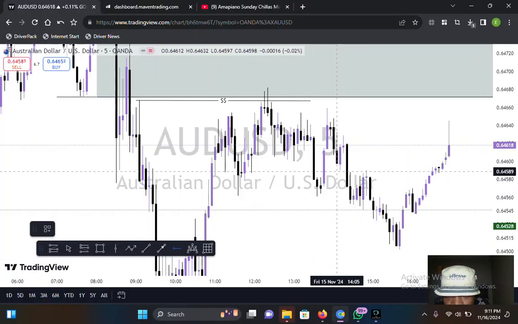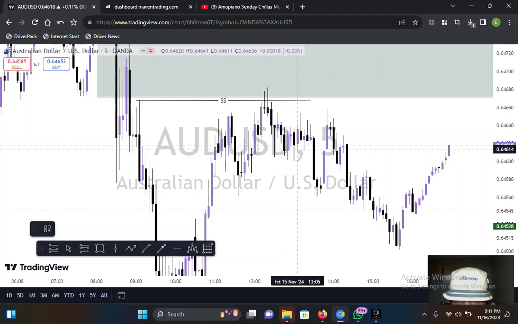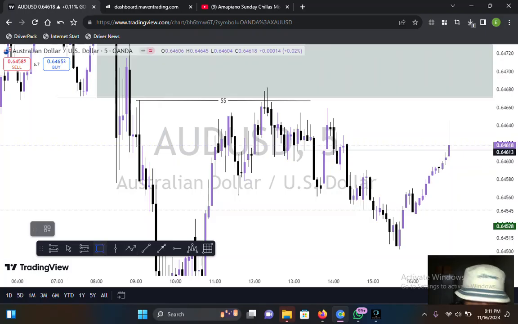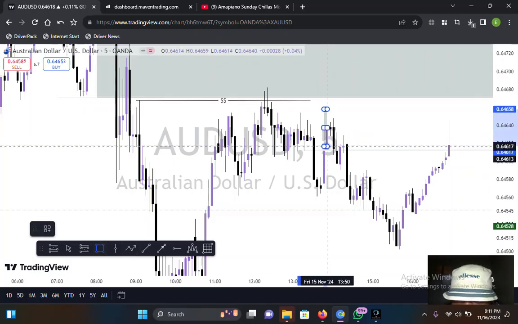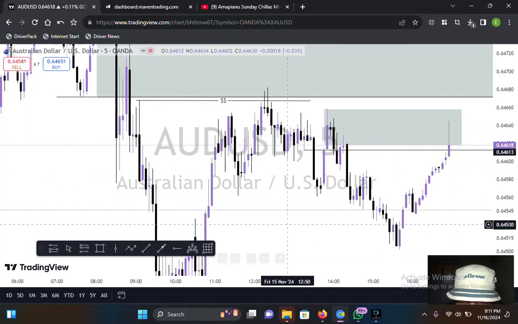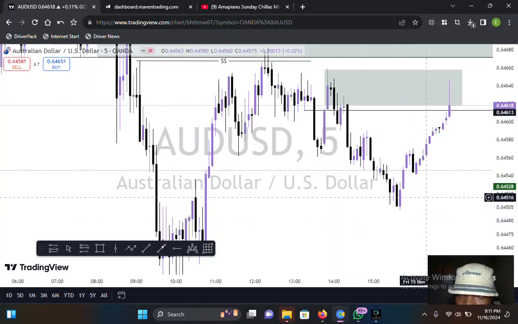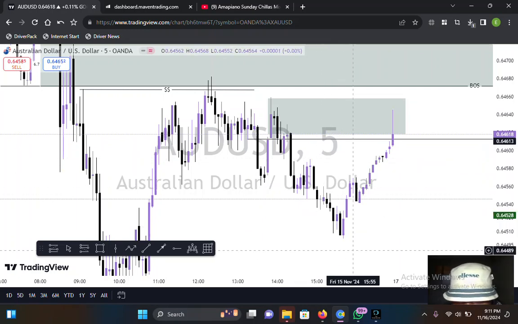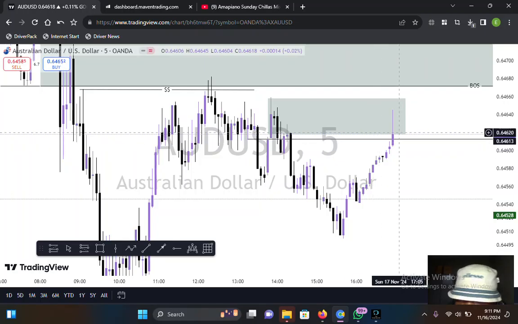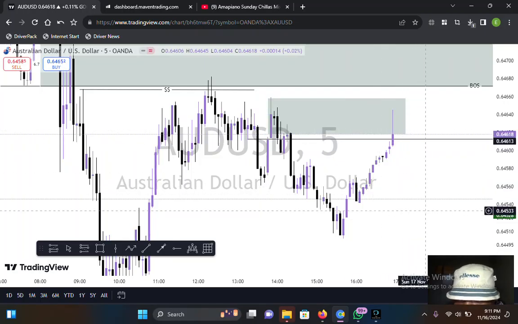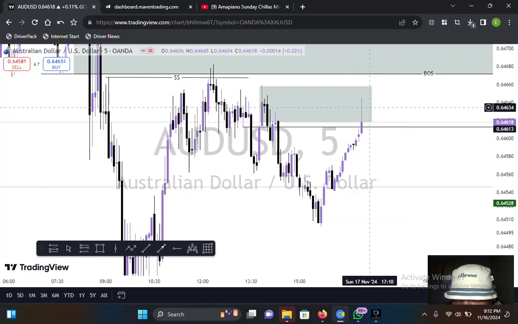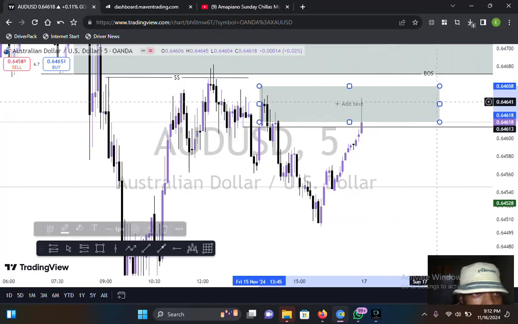Just mark it fast, this break of structure here, or this one. So it's up to you. Yeah, I think this one will do because it's the latest one. So another order block again. As you can see, price right now is on that order block, so I can say it is a signal to sell on Monday market open.